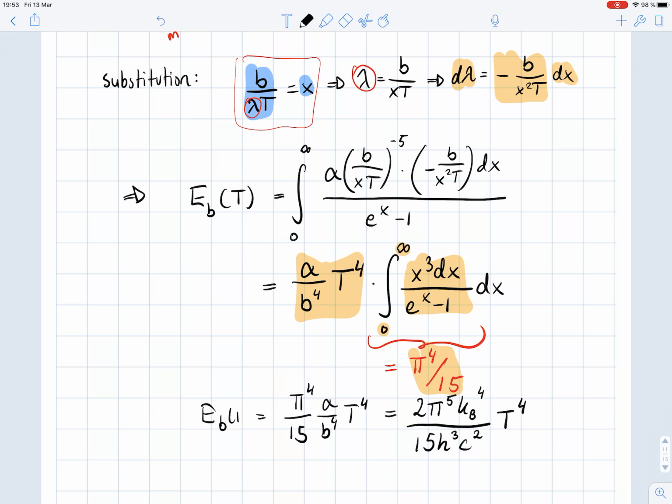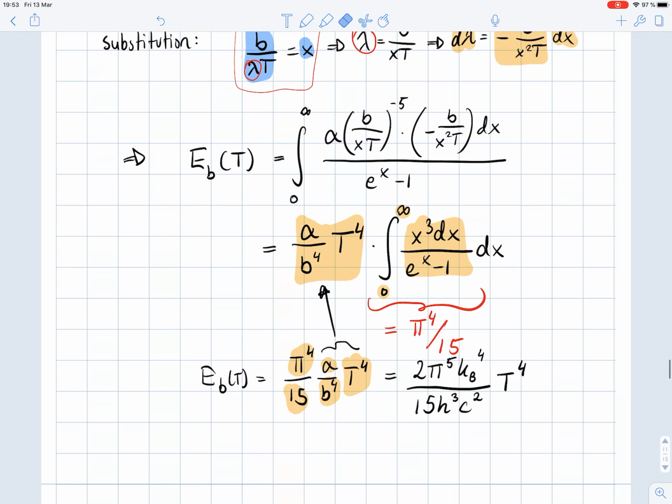So the integral EB as a function of T comes out as pi to the power 4 over 15 multiplied with alpha over b to the power 4 times T to the power 4. And this factor here is what we had in front of the integral originally. If you write this out, you get the following expression, which is neat.